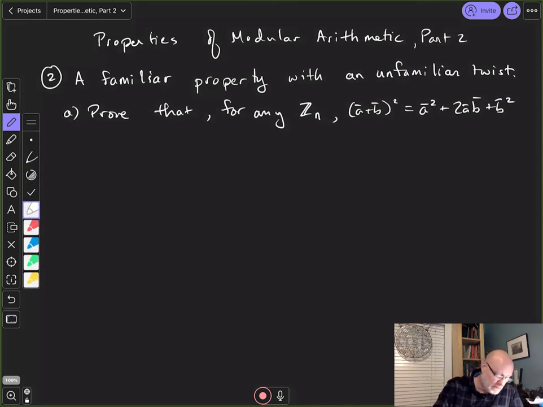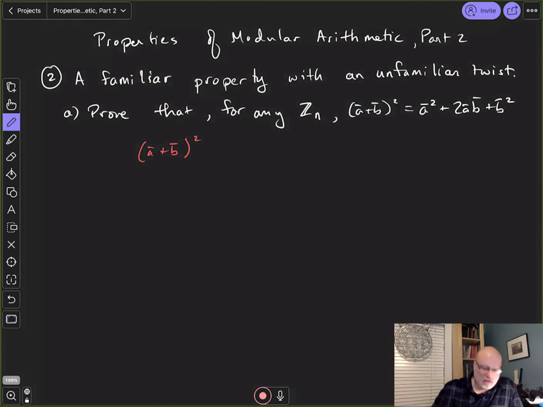Basically, the first step is I can start with a bar plus b bar. I'm just going to say a and b. And just by definition of the square, we know that this is the same thing as a plus b times a plus b. That's just the definition of what it means to be squared. Now, you may have learned the term FOIL. You may skip over a step, but technically there's a step in between we need to do.